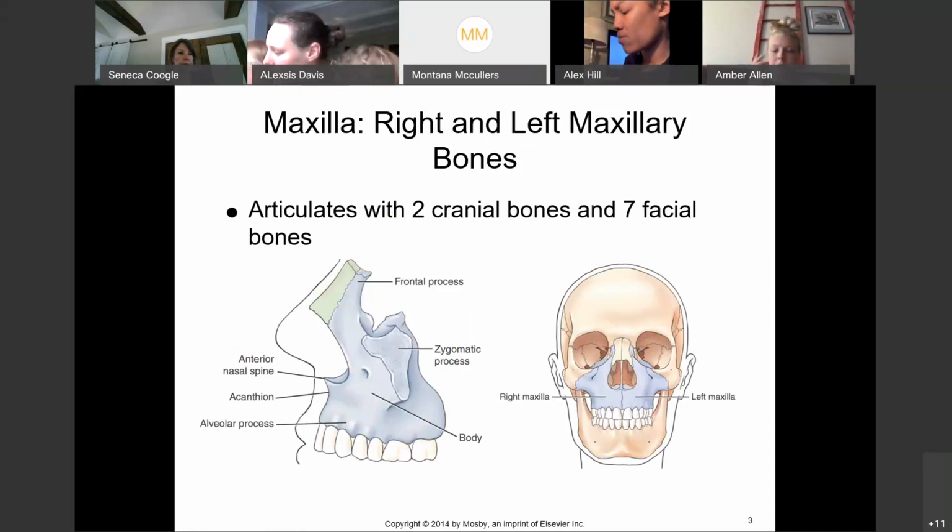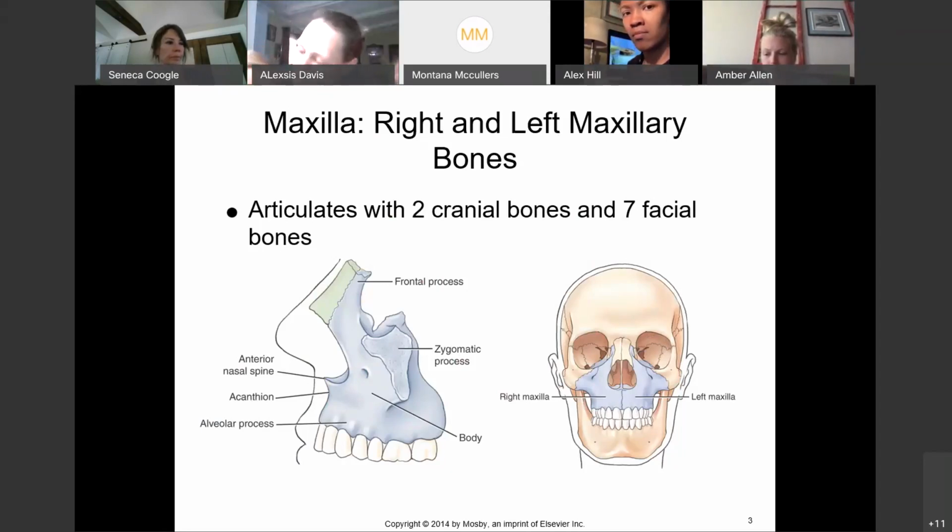and which one am I missing? Frontal, zygomatic, alveolar. I say nasal. It's the palatine. The palatine process. Is that Kate? Yeah. Thank you. I knew I was missing something.